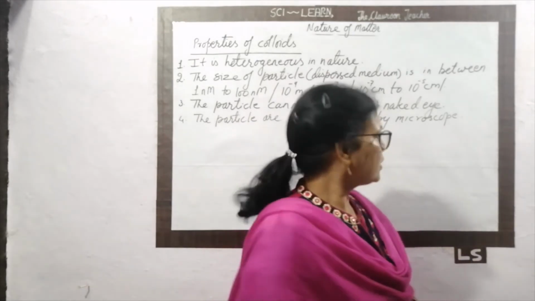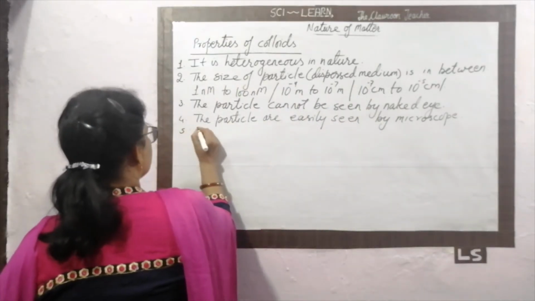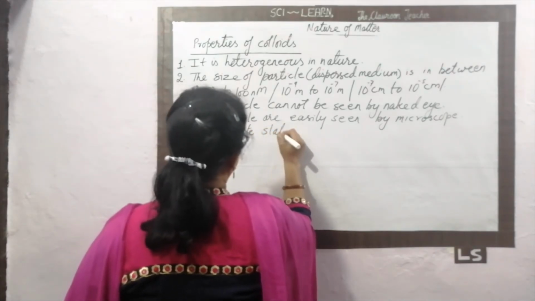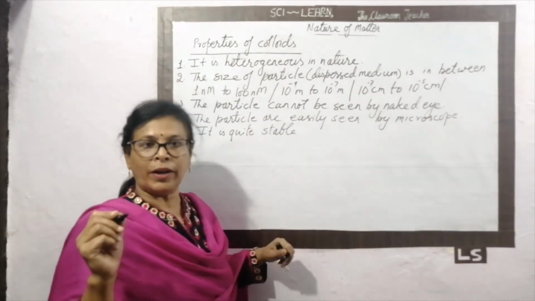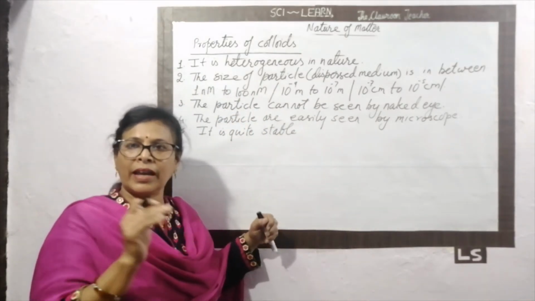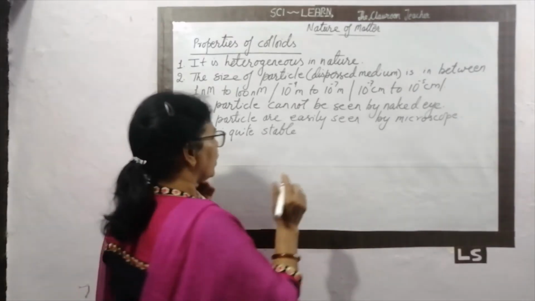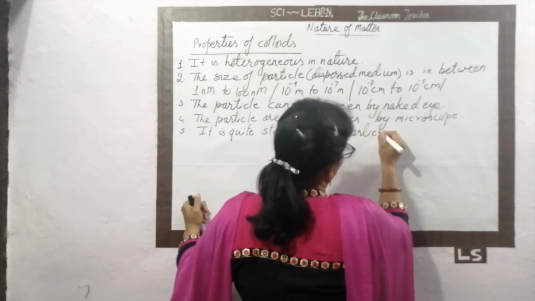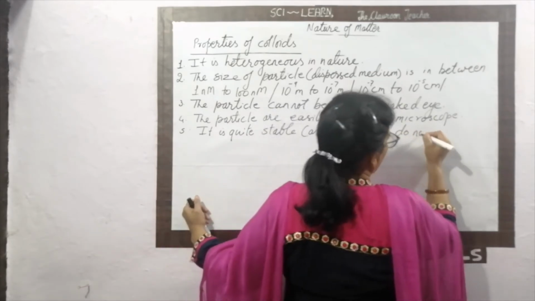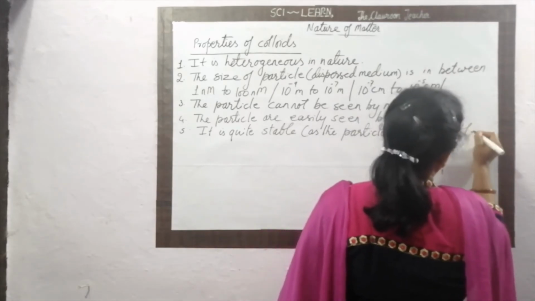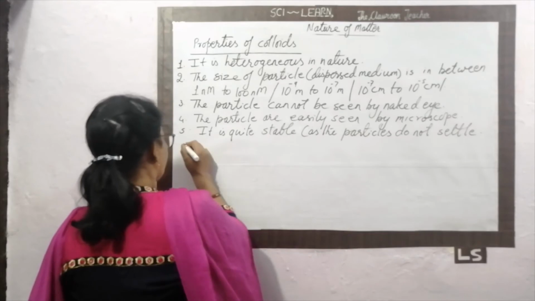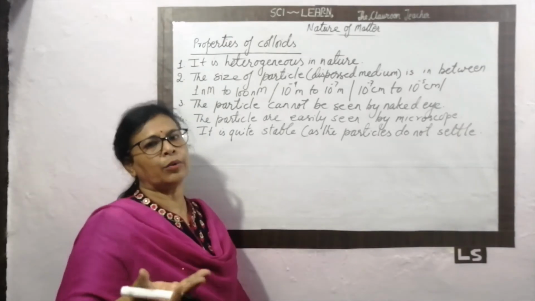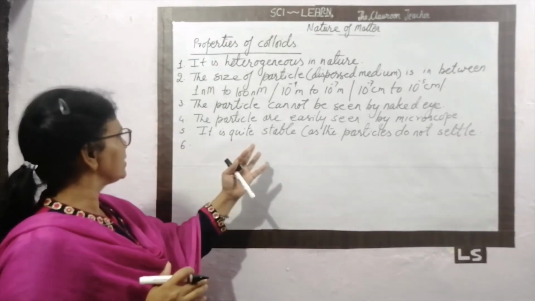Next, it is quite stable. What is the meaning of stable? If we keep it on the table, the solid particles or dispersed phase cannot settle in the water. So it is quite stable as the particles do not settle. See, in milk, if you keep a glass of milk or a bowl of milk, the particles present in the milk do not settle down in the water. So the particles are quite stable in nature.